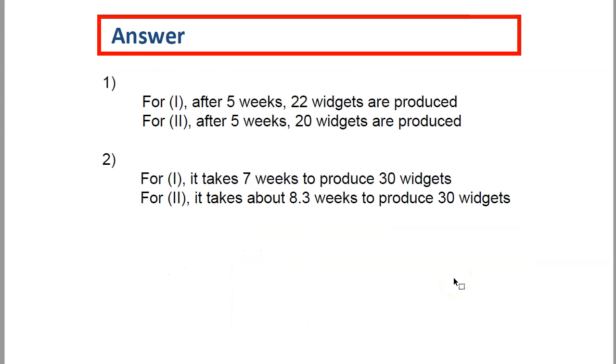Our answer is, for equation 1, after 5 weeks, 22 widgets are produced. For equation 2, after 5 weeks, 20 widgets are produced. And then the second part, for equation 1, it takes 7 weeks to produce 30 widgets. And for equation 2, it takes about 8.3 weeks to produce 30 widgets.